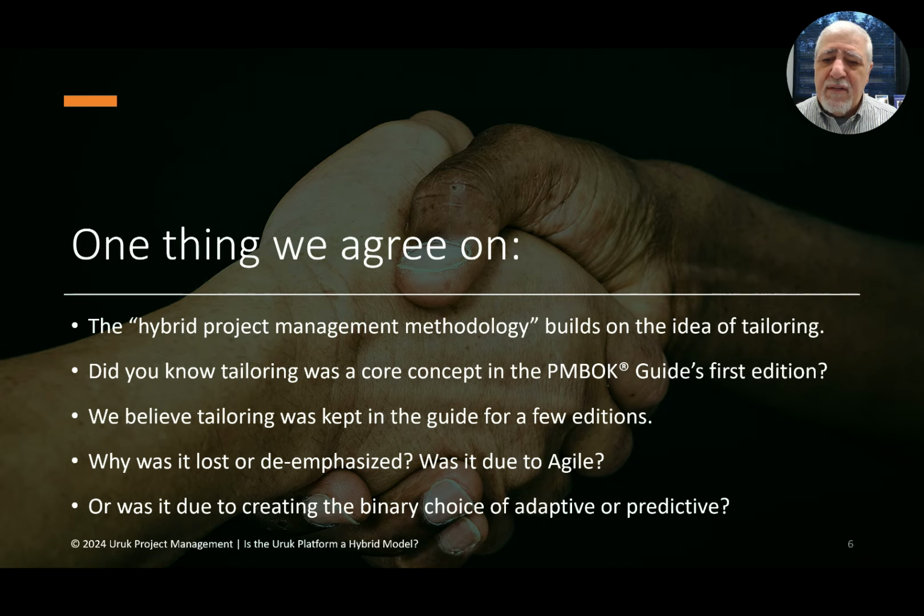What we saw is that there is a lot of emphasis on agile. So now we don't talk about tailoring as much, so now the alternative has become agile, and then we need to shift from waterfall to agile. And as a result of that, we start to see the binary choice that projects are either adaptive or predictive, right? Again, adaptive leaning toward agile and predictive leaning toward waterfall.